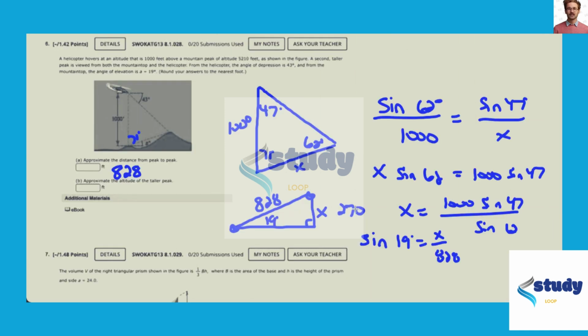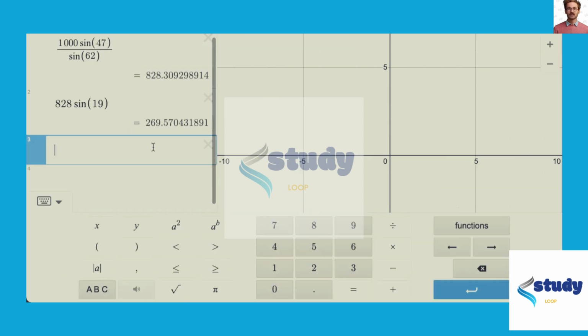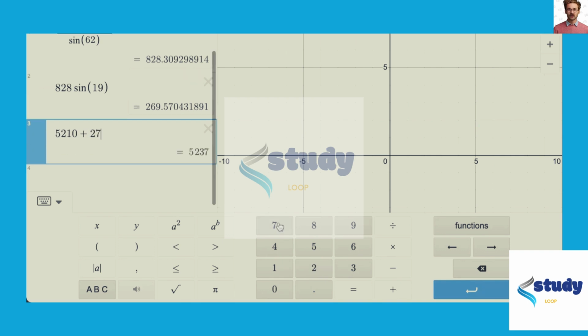Now we want to approximate the altitude of that taller peak. If the altitude of the smaller peak is 5210, then we would add another 270 to it to get 5480.